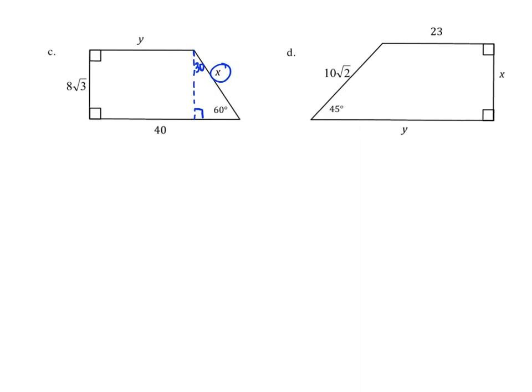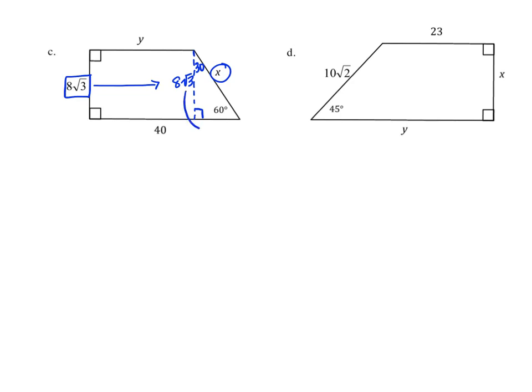I don't know the short side because this whole length is going to be 40. So I have to use what I know about the rectangle. So I know that the height of the rectangle is 8 root 3, which means the medium side of the triangle is going to be 8 root 3.